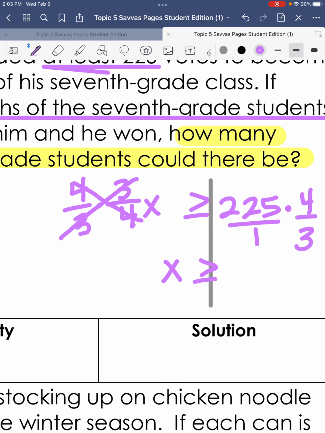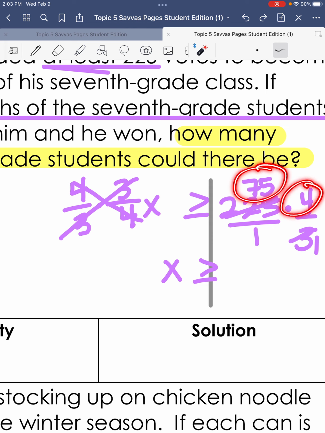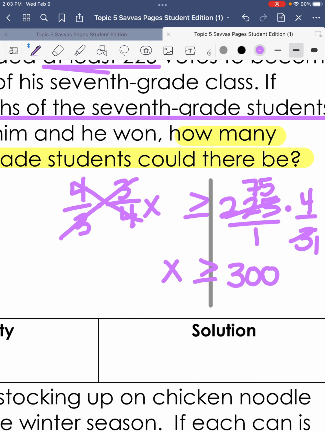So I know that 3 goes into 225 75 times, and 3 goes into 3 1 time. So now when I look at this, my denominators are both 1. That means my answer is going to be a whole number. Okay, so I'm going to ignore my denominators. Now I'm going to multiply my numerators together. So 75 times 4. Well, 75 times 4, if you put that in your calculator, you get 300. So x is greater than or equal to 300.